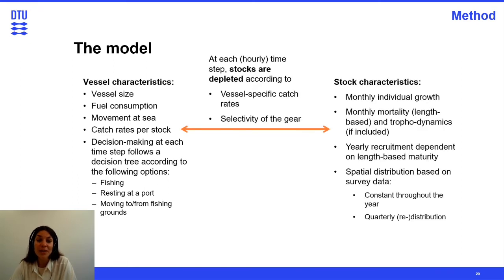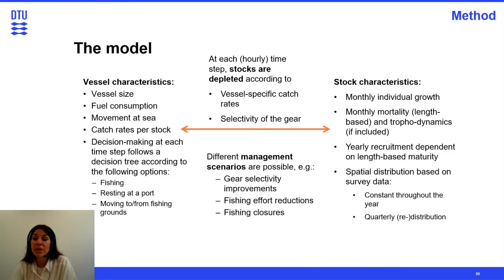The vessels then deplete stocks at each time step according to the vessel-specific catch rates and selectivity of the gear used. Stocks are characterized by individual growth, which is updated monthly, monthly length-based mortality, possibly also according to trophic interactions, and yearly recruitment dependent on length-based maturity. The spatial distributions of the populations are based on survey data and can be either constant throughout the year or quarterly updated. Different management scenarios can be evaluated, for example by improving gear selectivity, reducing fishing effort, or investigating the effect of different fishing closures.